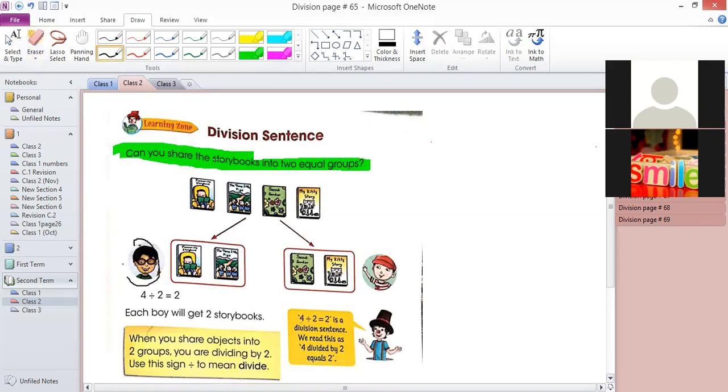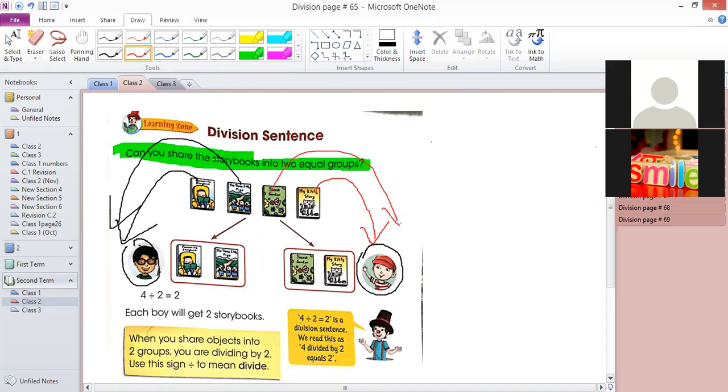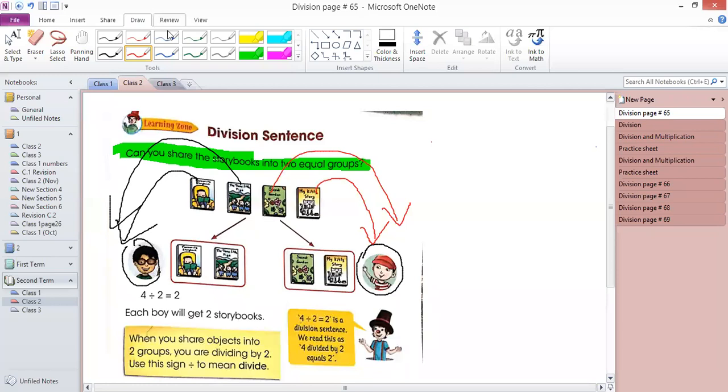So we have 2 boys here. We have to share these books into 2 boys. So I'll give this 1 book to this boy and 1 book to this boy. So each boy is having 1 book now. If I give 1 more book to this boy, so this boy 2, and 1 more book to this boy, so this boy also has 2 books now. So each boy will get 2 storybooks if we divide these books equally into these 2 boys.